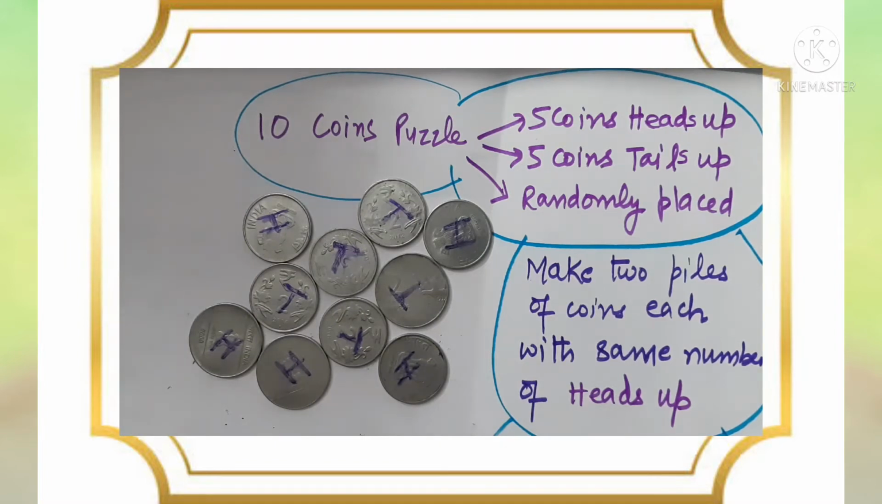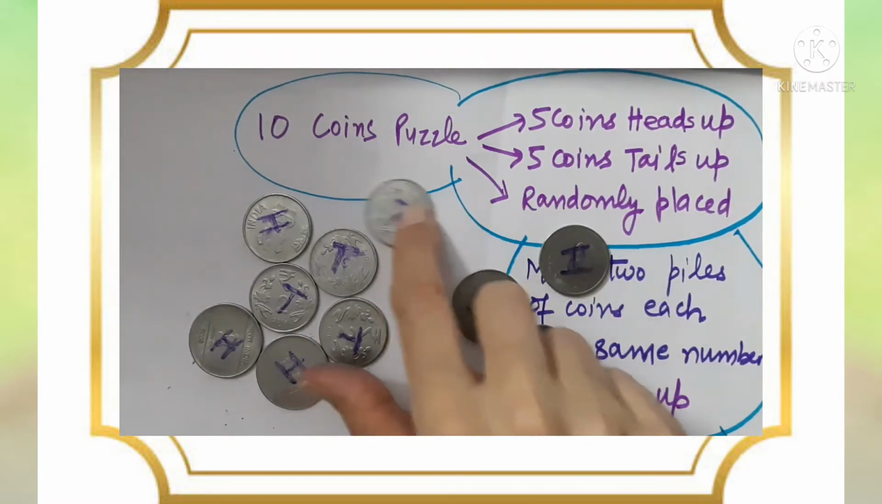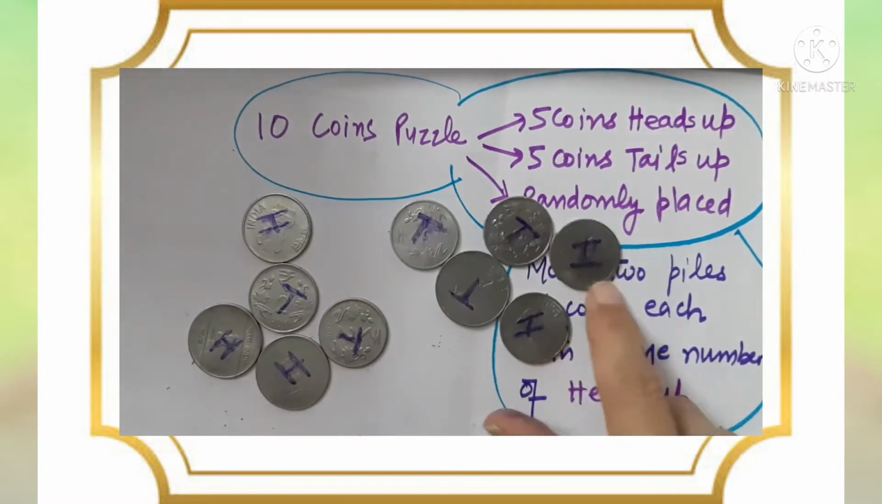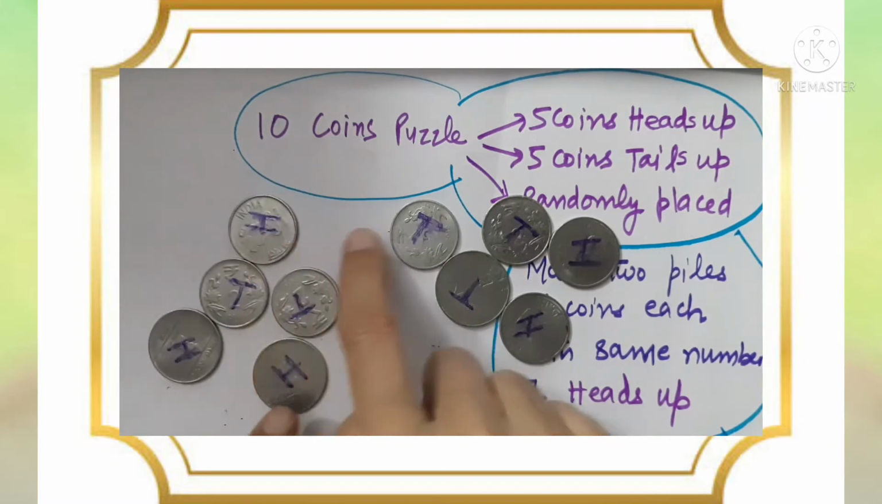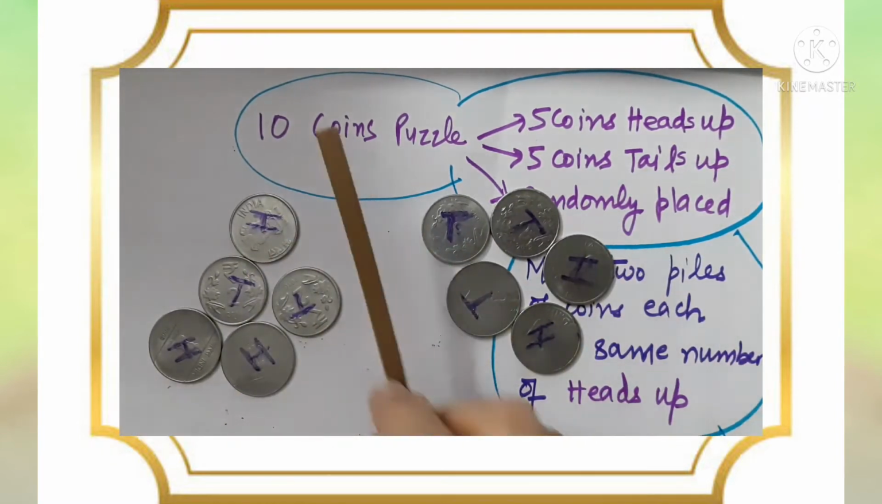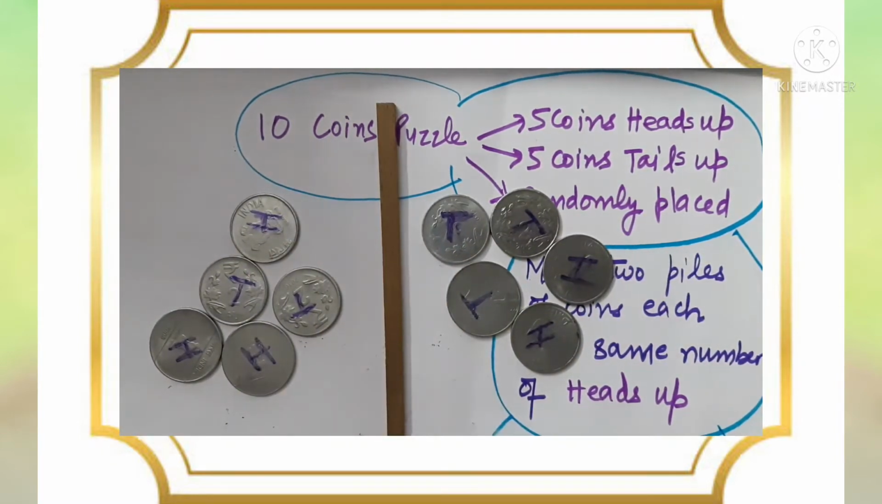Okay, let us see how we can solve this. Randomly we will place any 5 coins in the first pile, so the remaining will be in pile 2. So these are the 2 piles. Now choose any of the piles and flip every coin in that pile one time.